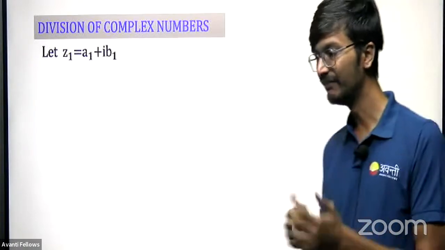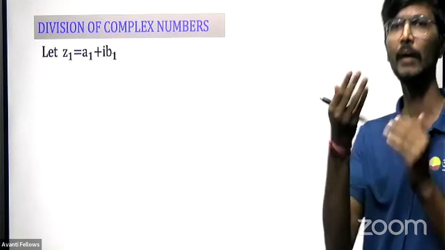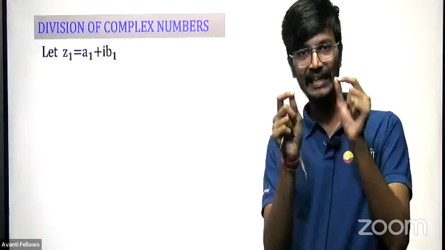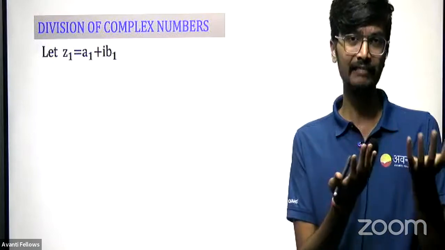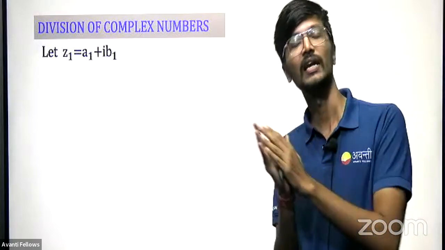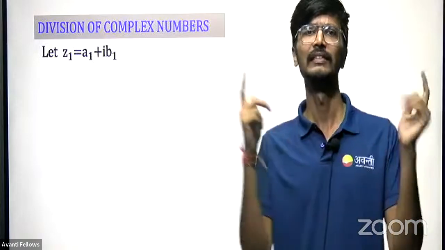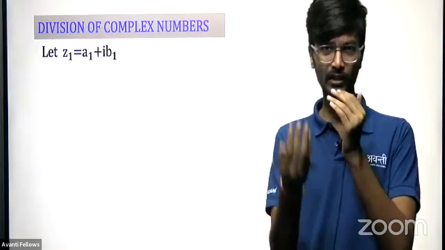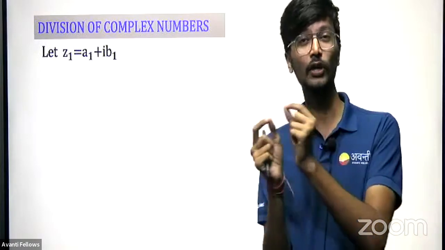What is meant by division of complex numbers? Division means upon. Now let me tell you an interesting thing about division: in division we generally rationalize. Not generally, we always rationalize. Why rationalize? Because a complex number in the denominator is not allowed.